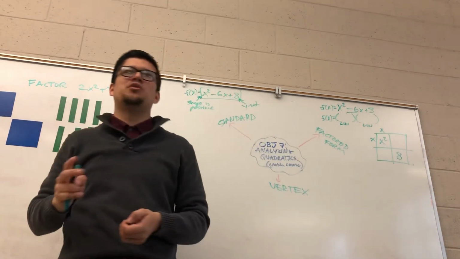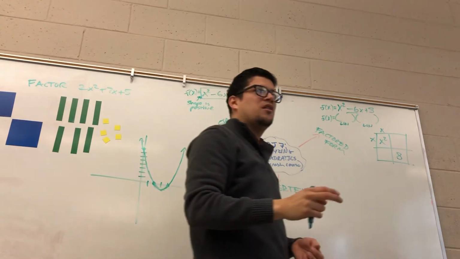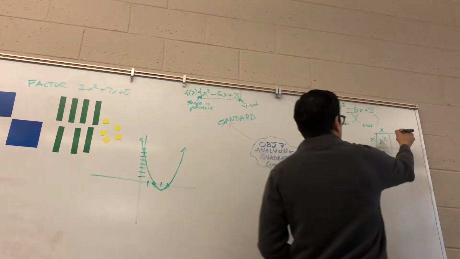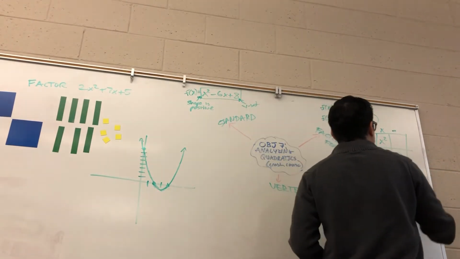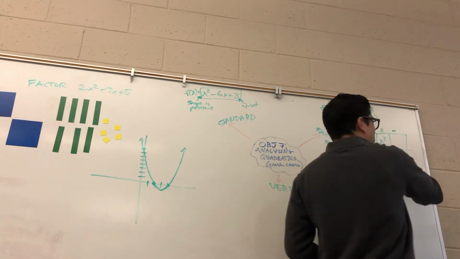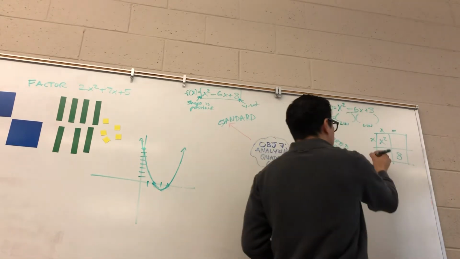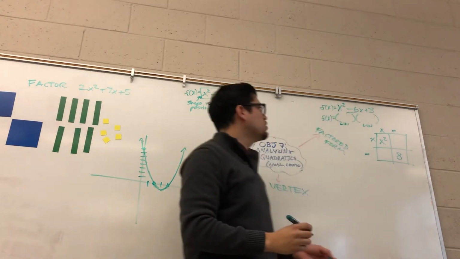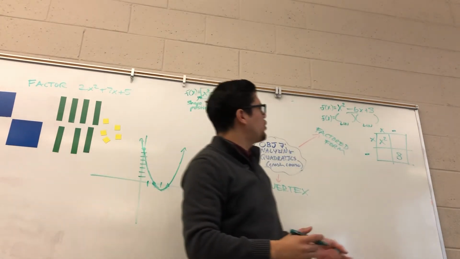What would this say about the two numbers? It has to be negative. One has to be negative? If one is negative, what does the other one have to be so I can get a positive product? They both have to be negative. Very good, Salvador. All right, so x minus a number and x minus a number. What are those two numbers?